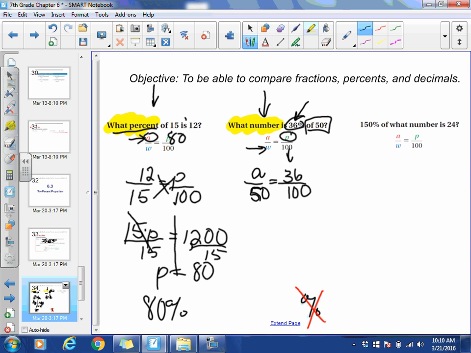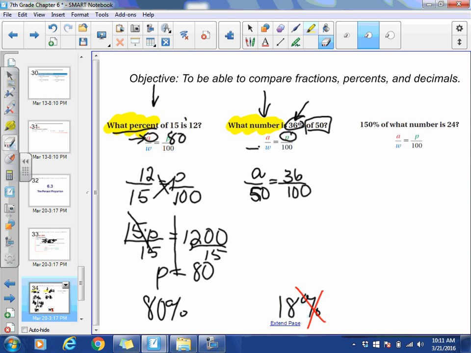There are a couple ways to solve this. If you see the shortcut, awesome. 50 to 100 is multiplied by 2. So this missing number is whatever multiplied by 2 is 36. So if you do the shortcut, we know that A, or the missing number, has to be 18 because 18 times 2 is 36.